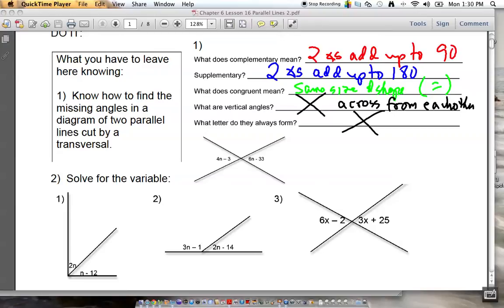Ethan, you looking up here? There's the letter X. Since it's the letter X, what do I know about those two angles? They're congruent. And what are they called? Starts with a V? Vertical angles, and they're congruent. So since this equals this, I can just write that. 4n minus 3 equals 6n minus 33. Can you guys solve that, please?